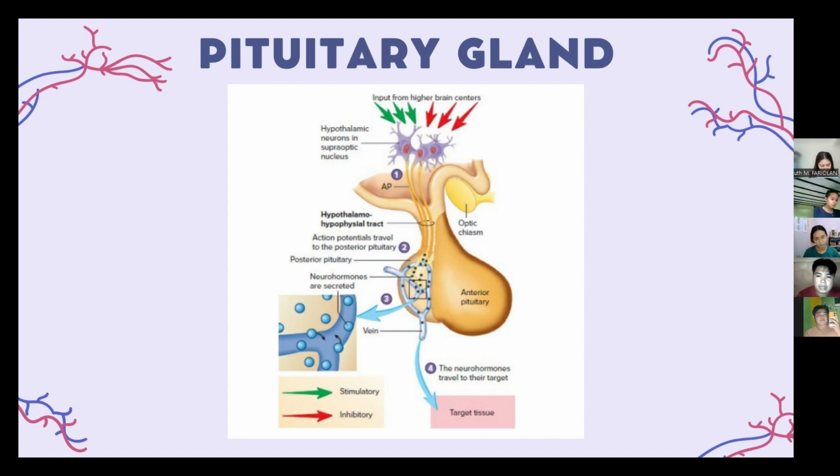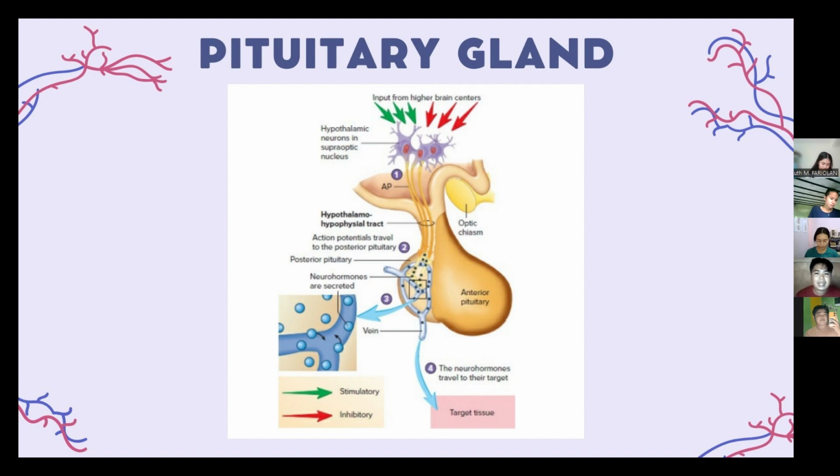Now the hypothalamus and the posterior pituitary. The stimuli within the nervous system cause hypothalamic neurons to either increase or decrease their action potentials. Action potentials are conducted by axons of the hypothalamic neurons through the hypothalamo-hypophyseal tract to the posterior pituitary.